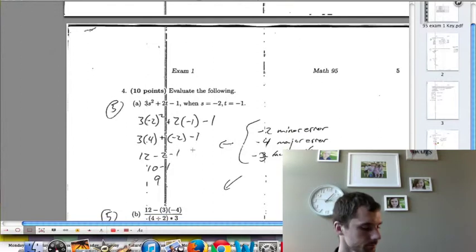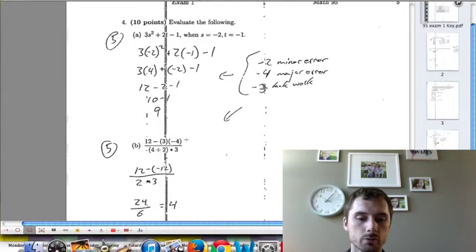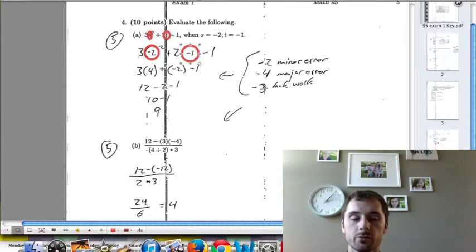All right. And now number 4. All right. So it says evaluate the following. A and B are each worth 5 points. You got a similar grading scale. In this case, what I like to do is before I substitute in, I put parentheses in place of any of the variables or unknowns.